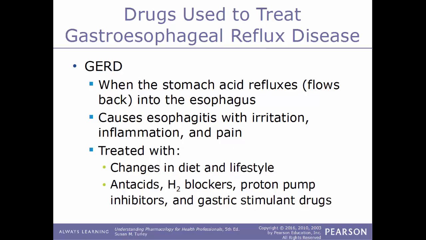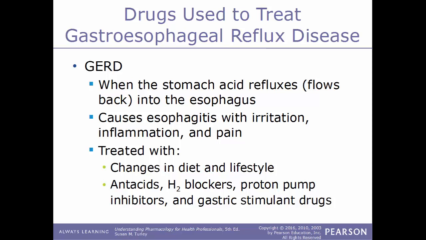First, we'll start off with drugs that are used to treat gastroesophageal reflux disease. It's also known as GERD, G-E-R-D. This is when the stomach acid flows backwards or refluxes back into the esophagus. This can cause esophagitis with irritation, inflammation, and pain because you are having a very strong acid, stomach acid, eating away at the tissue of the esophagus.